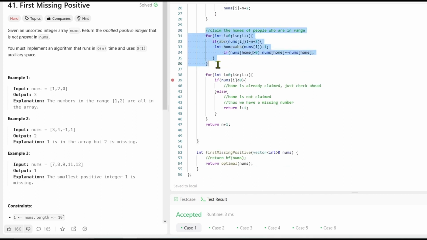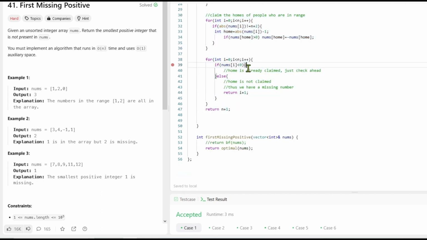So once you claim all the houses, just go through all the houses and check if you have a negative quantity. That means the home is already claimed. There is no problem at all. But if not, then that is the missing number, right? At index I, you don't have that house to be claimed. So what is the missing number? I plus 1. And by default, if you do not find anything, what is the maximum positive missing number that would be there? N plus 1. That's it. So return that answer.